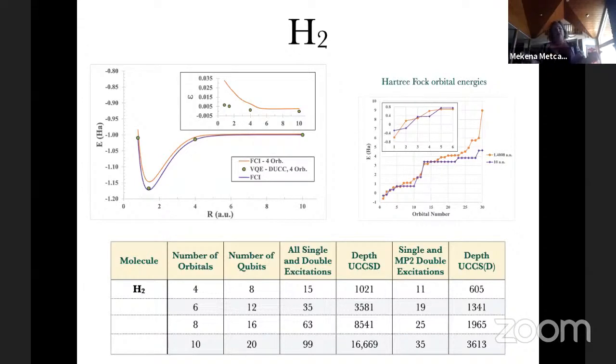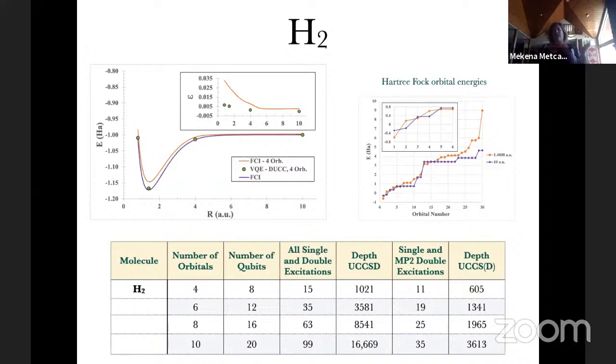But then if you kind of look farther, right, and you're like, okay, well now this is the DUCC Hamiltonian, what if I actually wanted to include these virtual orbitals directly onto my quantum computer? So if we go all the way down to 10 spatial orbitals on 20 qubits, there's 99 single and double excitations. It's a 16,000 depth circuit, and then that's actually where MP2 plays a really nice role. You can just discard a lot of those amplitudes and you can reduce it down significantly.